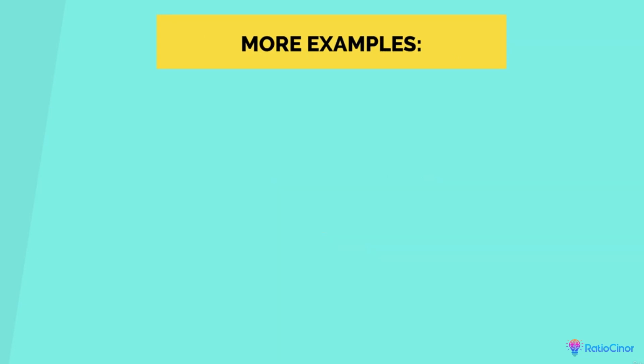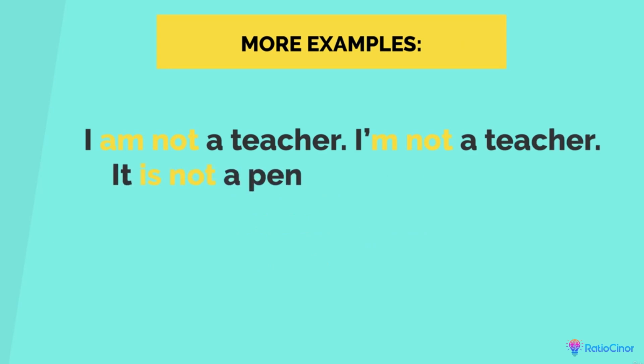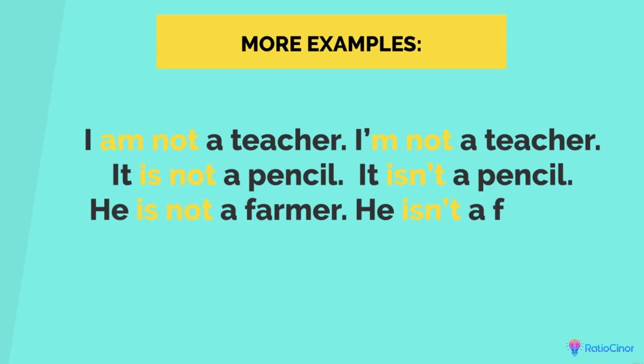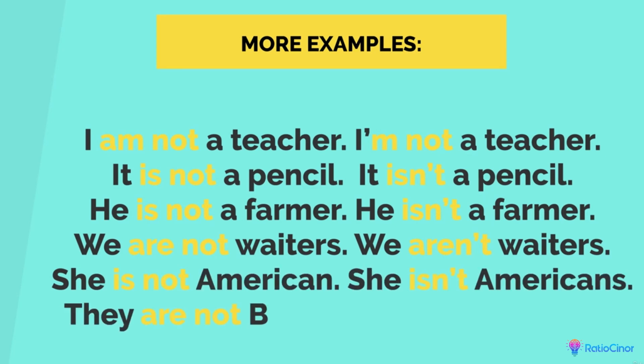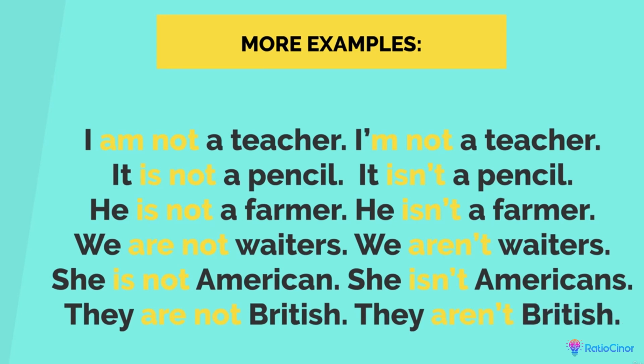More examples. I am not a teacher. I'm not a teacher. You cannot say I amn't. It is not a pencil. It isn't a pencil. He is not a farmer. He isn't a farmer. We are not waiters. We aren't waiters. She is not American. She isn't American. They are not British. They aren't British.